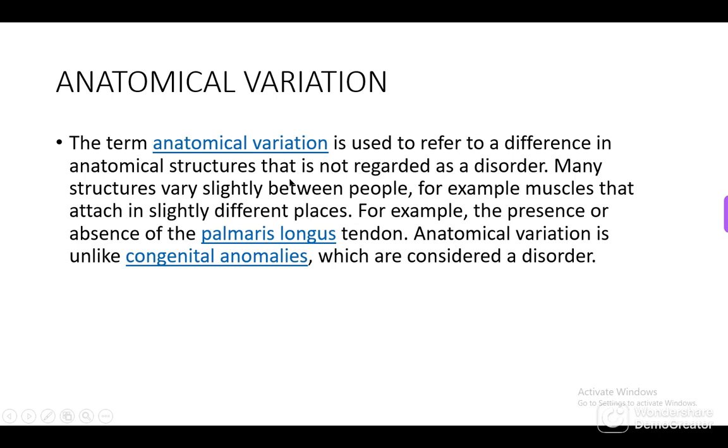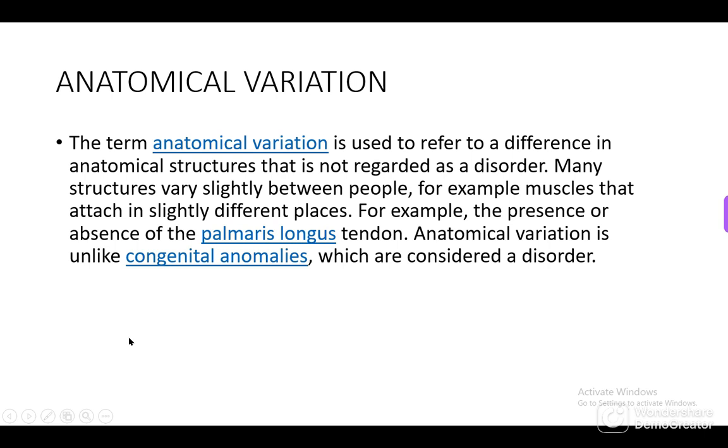For example, some tendon which was described in the anatomical position as inferior and medial, now you are describing it as superior and lateral. This is a variation. The example given is the absence of the palmaris longus tendon. It is not present, but other supportive muscles are there. An anatomical variation is unlike congenital anomalies, which are considered a disorder. It is not a disorder. It is only a variation. Many examples of variations have been given.